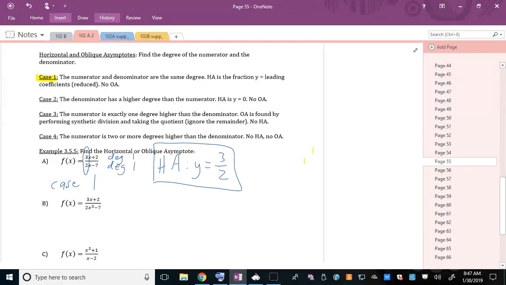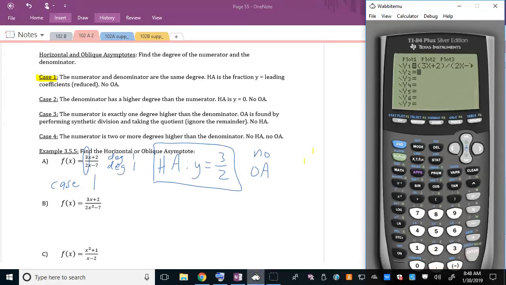Now, I always mention the oblique asymptote as well, because on a test I might ask you, what's the horizontal asymptote? In which case my answer is y equals 3/2. But I might ask you, what is the oblique asymptote? So if I ask you that, my answer would be, I don't have one. Now, on the calculator, again, it will not tell me this directly.